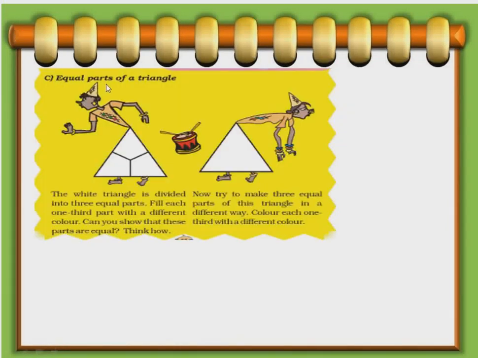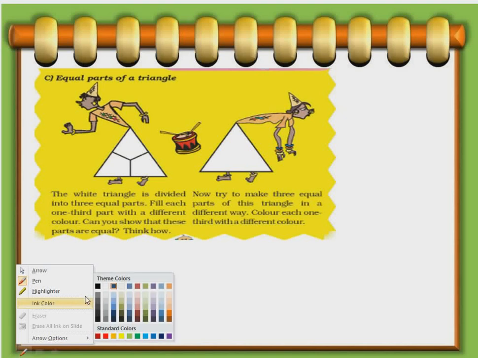Next. Equal parts of a triangle. What are they asking us to make? Equal parts of a triangle. The white triangle is divided into 3 equal parts. This is a white triangle which is there. It is divided into 3 parts. So, 1, 2, 3. Fill each 1/3 part with a different color. They are asking you to color differently. For example, I will show you.